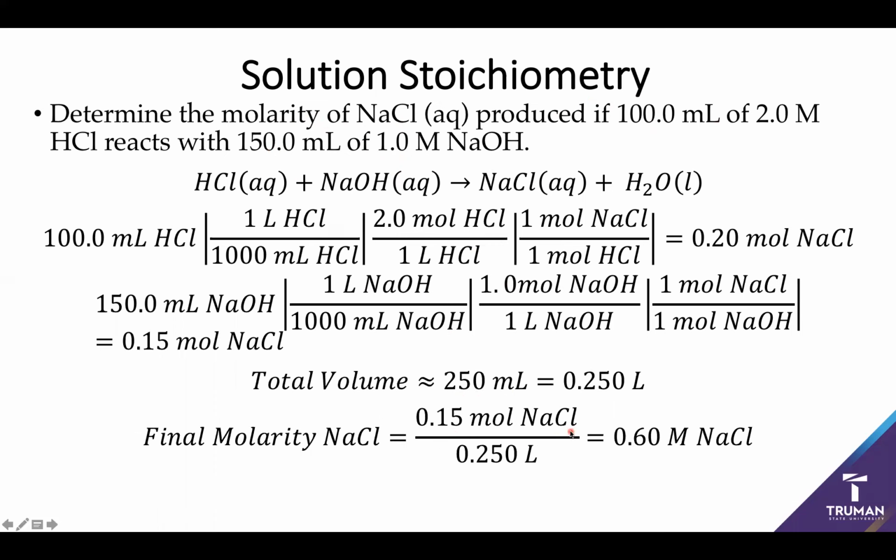Again, using the moles of salt produced divided by the total volume, I end up with a product of about 0.6 molar sodium chloride. And so again, in a lot of respects, doing stoichiometry with solution phase species can be easier than with solids, as you don't have to worry about those pesky molecular weights.